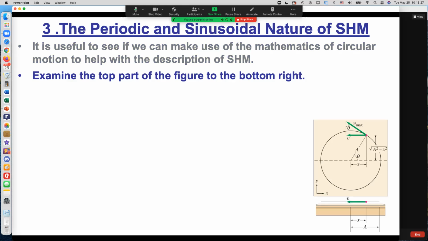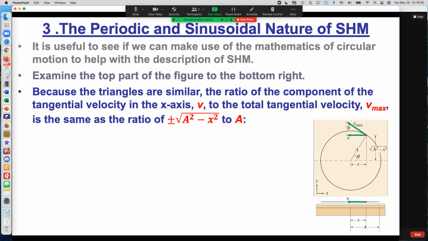So examine the top part of the figure to the bottom right on this presentation. So we have two triangles here. We have this one here formed by V max, V, and this side here, where that's theta. And we have this triangle here, which has a length of A, the amplitude, right? Because when it's over here, that's the maximum point, maximum displacement. Over here, it's the maximum displacement. So that's A, the amplitude. This is X, and according to the Pythagorean theorem, this is going to be the square root of A squared minus X squared, right?